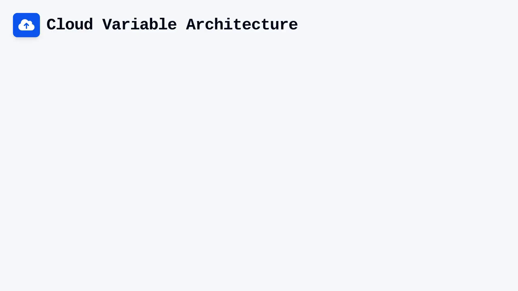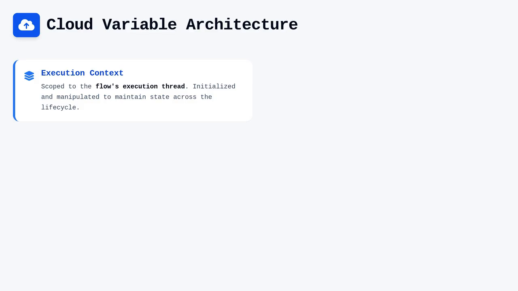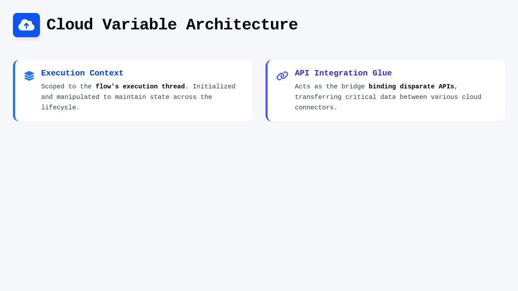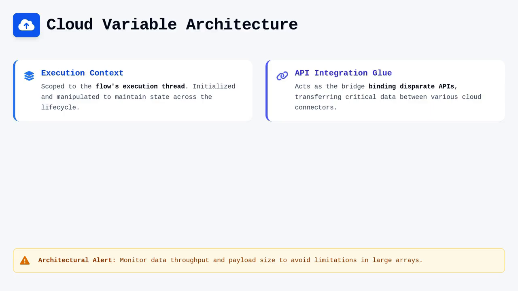Variables within the cloud environment behave differently than their desktop counterparts, primarily because they are scoped according to the flow's execution context. In cloud flows, you typically handle variables through initialization and subsequent manipulation actions, which allow you to maintain state throughout the lifecycle of a single execution thread. These variables hold data that travels between connectors, acting as the glue that binds disparate APIs. When architecting your flows, you must remain cognizant of the data throughput and the limitations of these variables, particularly when dealing with large payloads or arrays.